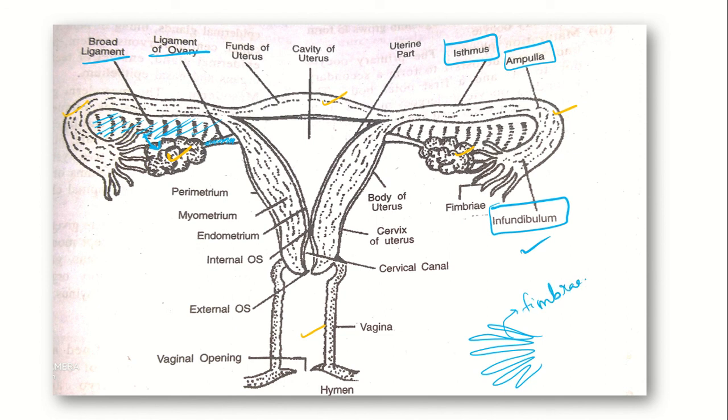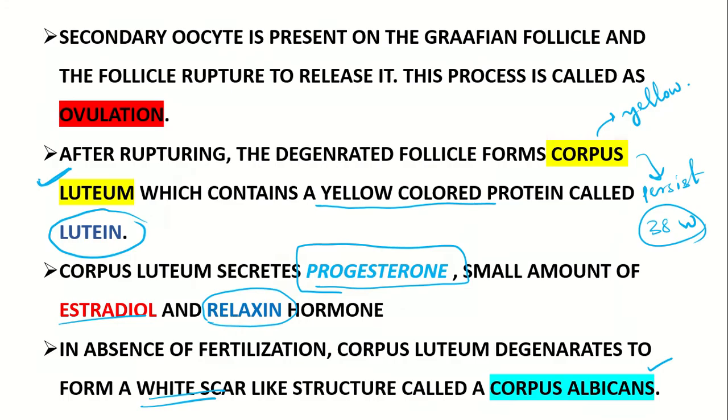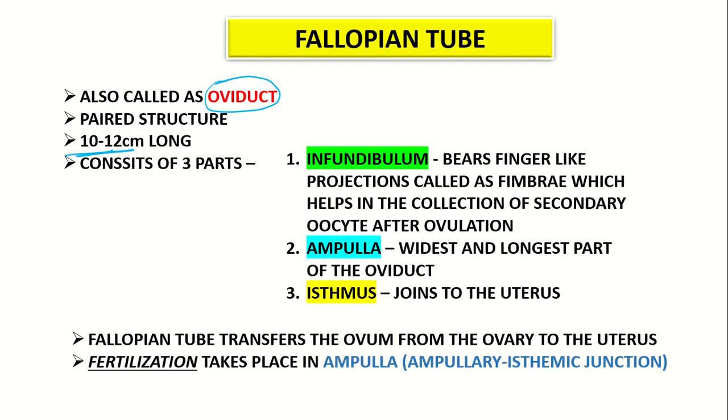And what are their functions? They collect the secondary oocyte that is released from the ovary, through peristaltic movement, and then transfer it to the uterus. So first, in the infundibulum, the fimbriae are present, which collect the secondary oocyte from the ovary, and then the ampulla region is there, which is the widest section of the tube, and then the isthmus region, which joins to the uterus.